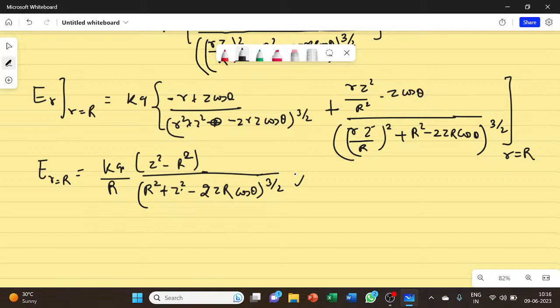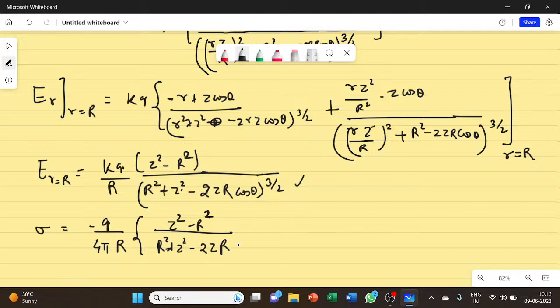Okay, so this is the radial component of the electric field, or the normal component of the electric field, and it is equal to sigma upon epsilon naught. So your sigma would be minus 1 upon 4 pi, times q, times R, times z square minus r square, divided by (r square plus z square minus 2zr cos theta) whole raised to power 3 by 2. Okay, so this will be your sigma.